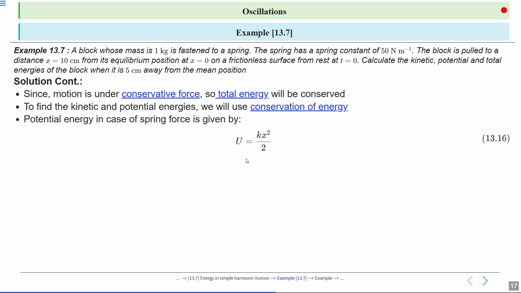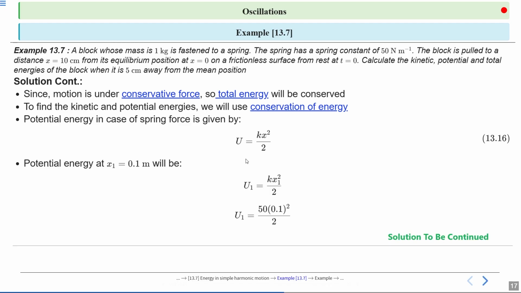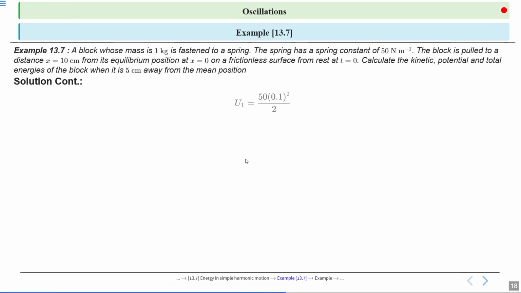The potential energy U is given by U is equal to 1/2 kx squared. Potential energy at x equal to 0.1 meter will be U1 is equal to kx1 squared divided by 2. So just substitute the values and you will get U1. U1 is equal to 50 into 0.1 squared divided by 2. Solving this, you will get 0.25 joule. This is the energy stored in the spring when the block is pulled to its maximum displacement.